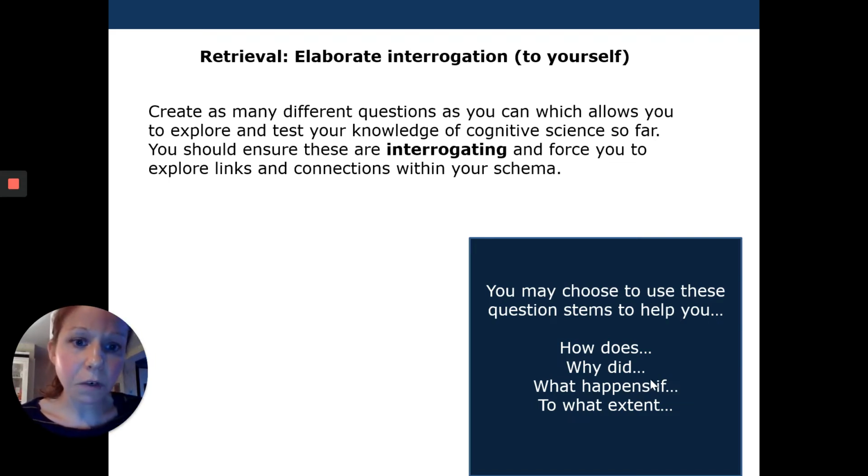Now, I'd provide a little bit of scaffolding. So here we might suggest question stems and get the students, or in this case, get you thinking about those questions which are really going to interrogate your understanding of this world of cognitive science and memory and get you to make those connections. So questions that begin with how does, why did, what happens if, what happens next, to what extent, are going to really interrogate your understanding of it. So if you choose to, you could take a few minutes now and you could come up with a series of questions. So remember, you're focusing on cognitive science, memory, and all of the work that we've done around that, and try and use those question stems.